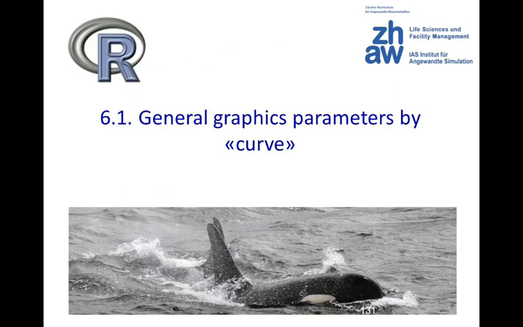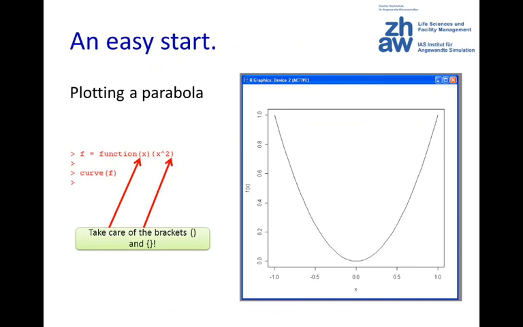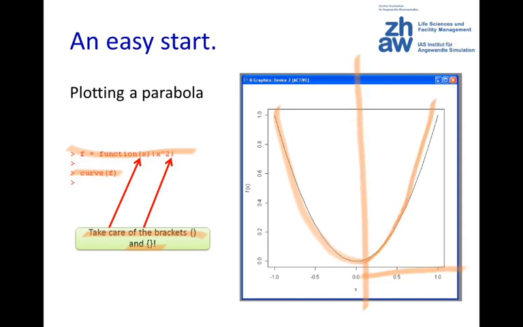General graphics parameters exemplified with the curve command. With R we can very easily plot a parabola. The code is displayed here, so you define a function f of x equal to x squared, and then you can just type curve of f, take care that you use the right brackets, and then what R provides you with is either this picture, or maybe it will even be a cut-off picture that just shows this side. This is the default setting.